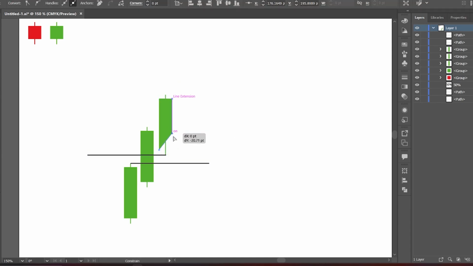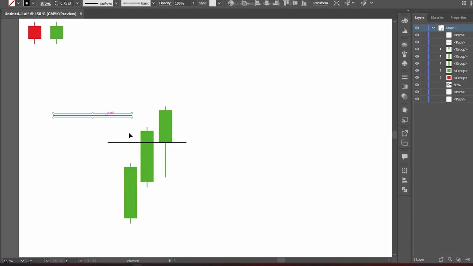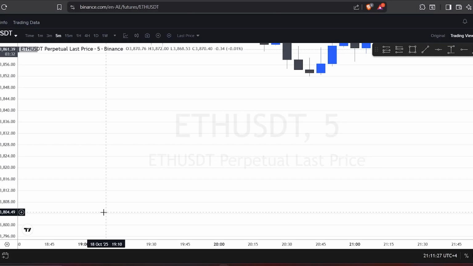But if this was below here, then it would be this. And let's say above here, then we don't consider this as a fair value gap. We will still see the wick, and if this wick was over here, and this candle here, we don't consider this as a fair value gap. There is no fair value gap at all here. Okay, so this is about the fair value gap.